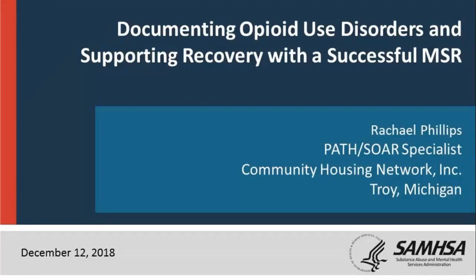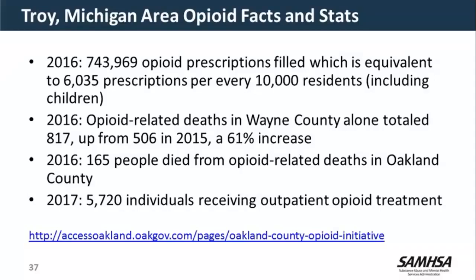Today I am going to go over some strategies and tips that I've used to help complete some successful SOAR claims for clients who have co-occurring disorders. I'm going to start by providing some information and statistics about the area that I work in here in Troy, which is a suburb of Detroit, Michigan. And these statistics are from 2016 and 2017.